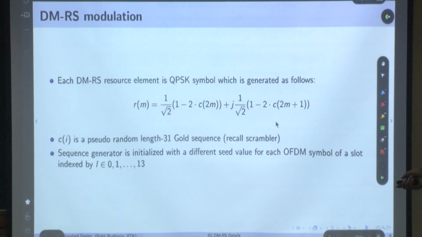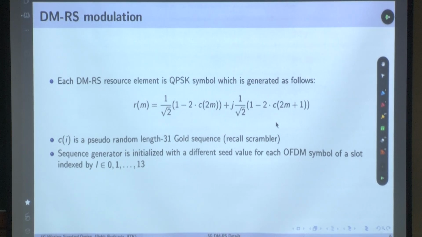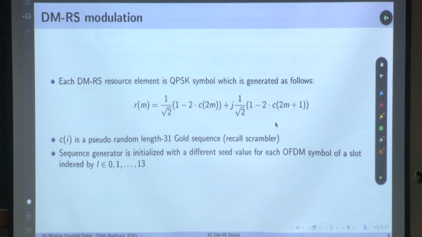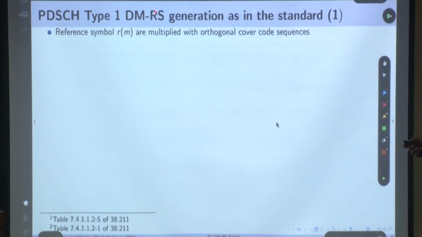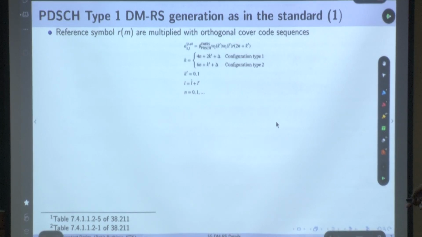By the way, this sequence is known to both the transmitter and receiver. That is why it is a pilot. This is the base data, QPSK. After that, it is multiplied with the orthogonal code cover sequences, and this is from this part of the standard. So what is happening over here?